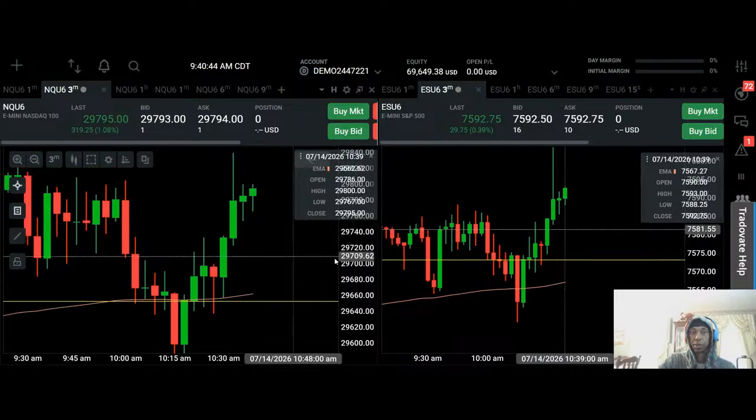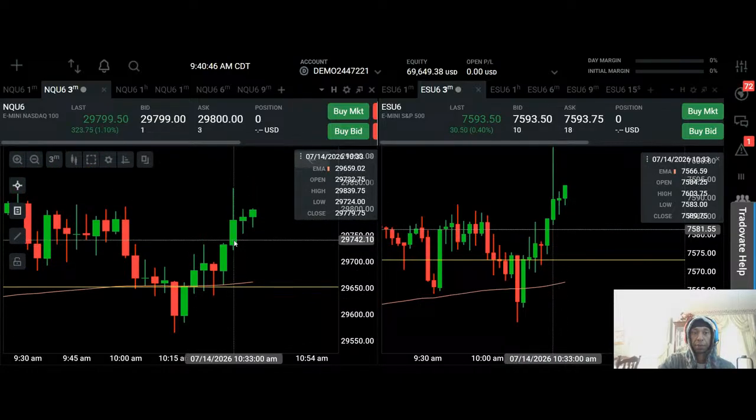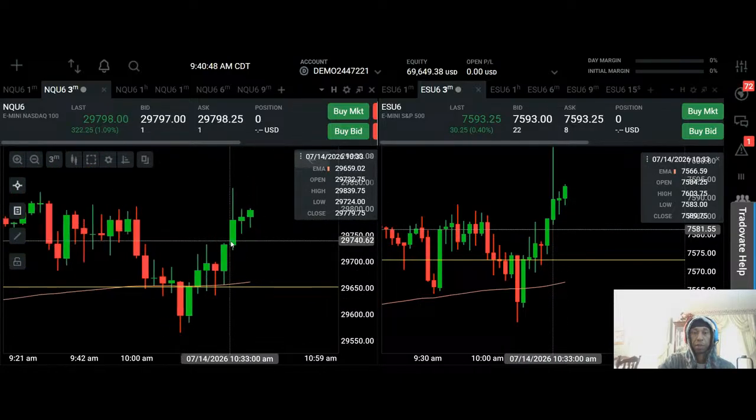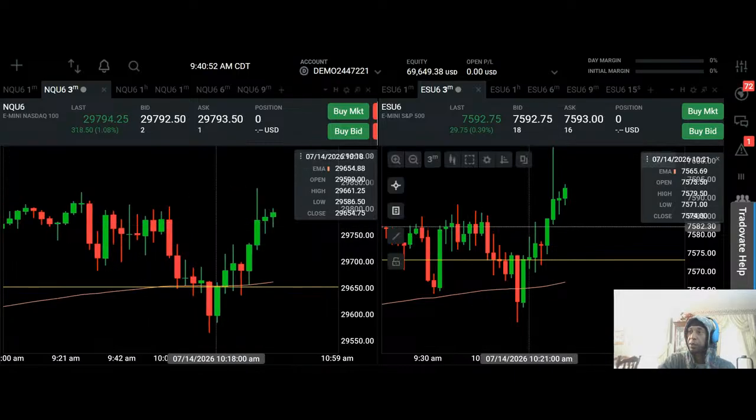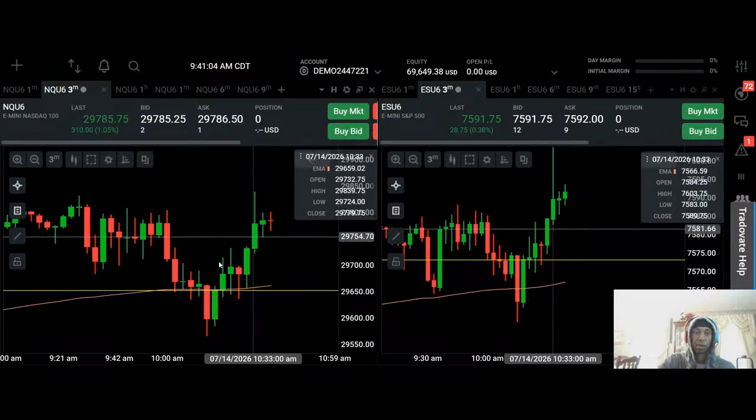They just printed the inside bar right here. Bro, they're about to continue. I've seen this a plethora of times, so I'm not going to add any more from here. They're going to go from here, from this inside bar.